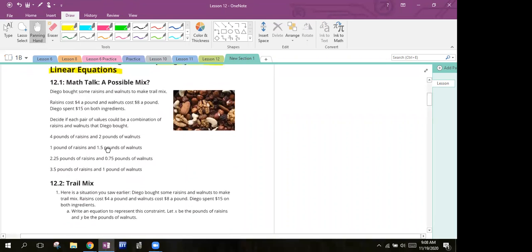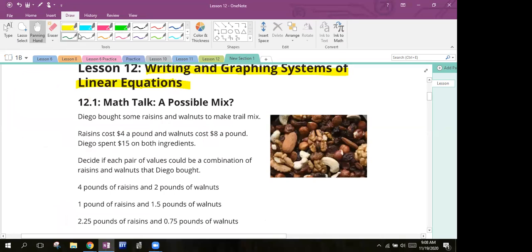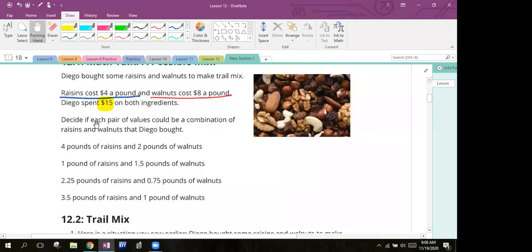So right here it says Diego bought some raisins and walnuts to make trail mix. Raisins cost $4 a pound. Walnuts cost $8 a pound, and Diego spent $15 on both ingredients. So it says decide if each pair of values could be a combination of raisins and walnuts that Diego bought.